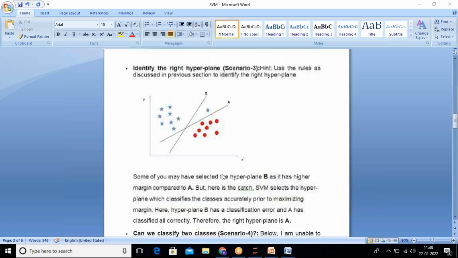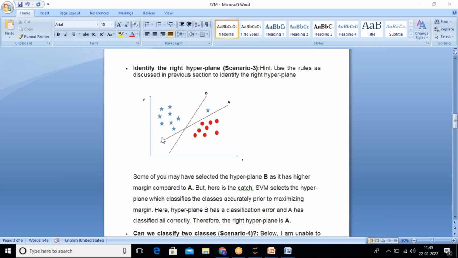Now, here identify the right hyperplane, B or A. B, sir. No, sorry, sir, A, because two stars are there. Yes, A. Some might think that B is the hyperplane, but it's not like that.